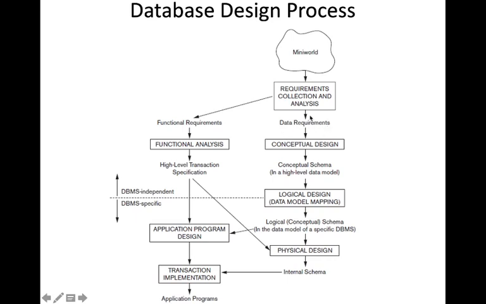Then there will be data requirements. In the data requirements, we mainly deal with what all things are to be stored in the database. That is the thing we will be focusing on. We will consider all the data that is to be stored in the database, and that will form the data requirements. All other things will form the functional requirements: all the interactions with the software, and all the database operations that are to be performed using the software.